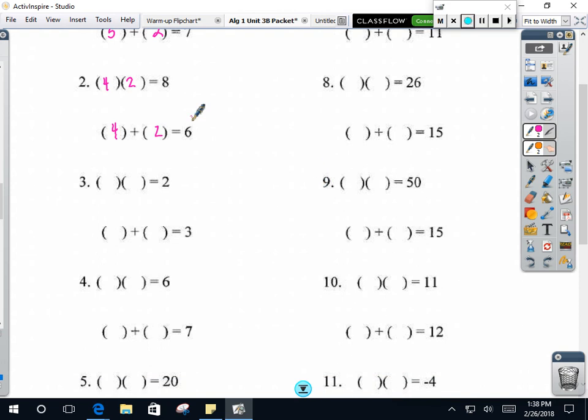Number 3. What 2 numbers multiply to 2 and add to 3? Right? 2 times 1 is 2. 2 plus 1 is 3.